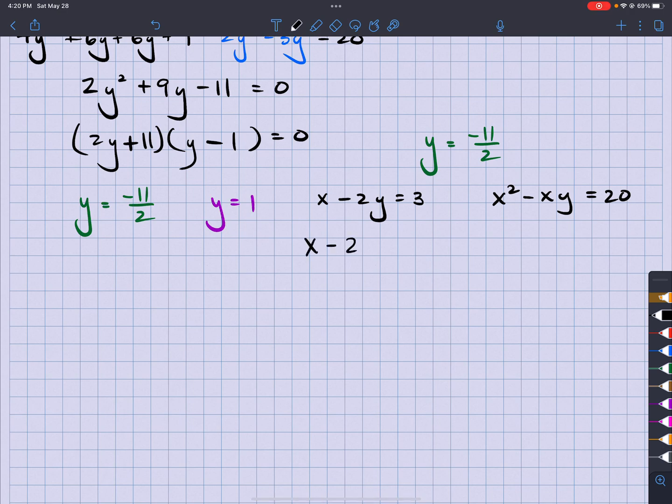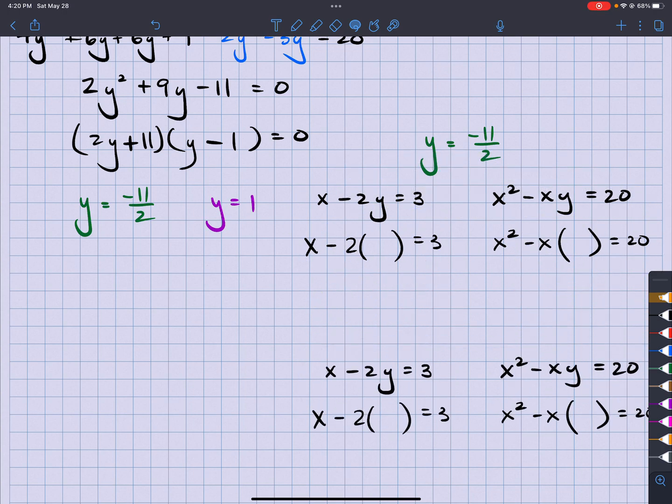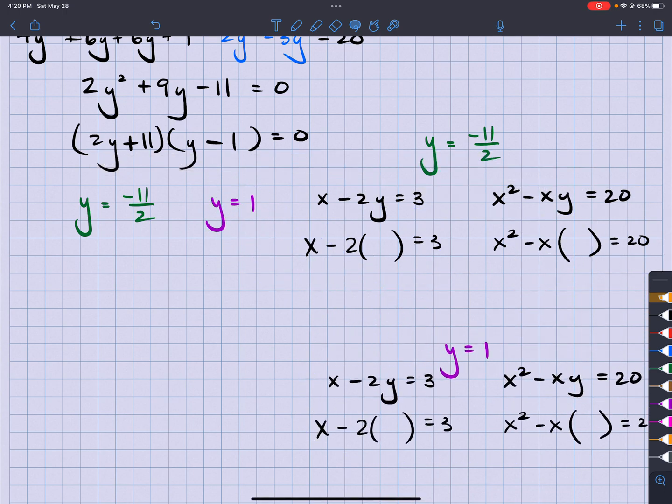So I'm going to have x minus 2 times y equals 3, x squared minus x times y equals 20. All right, so the first one I've got to multiply by negative 11 halves. Let's do the hard thing first, right? All right, so this is going to be kind of a pain. Oh boy, didn't realize how much of a pain it was going to be, right? So over here on the left, I have x plus 11 is going to equal 3. So x is going to give me a negative 8, all right?